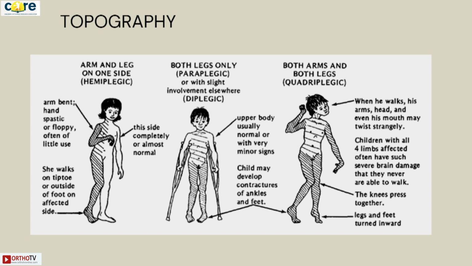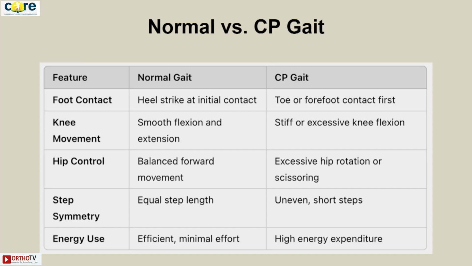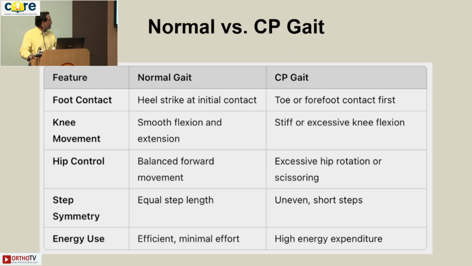Another thing is the topography. From the exam point of view, you should know what is hemiplegia, what is diplegia, what is triplegia, and what is monoplegia, depending on the level of involvement of the child. And there are many differences in the CP gait and the normal gait, and you've seen that in the evaluation, right from the foot contact, the knee movements, the hip control, the symmetry, the energy use. All that is very important, and one can evaluate in detail.